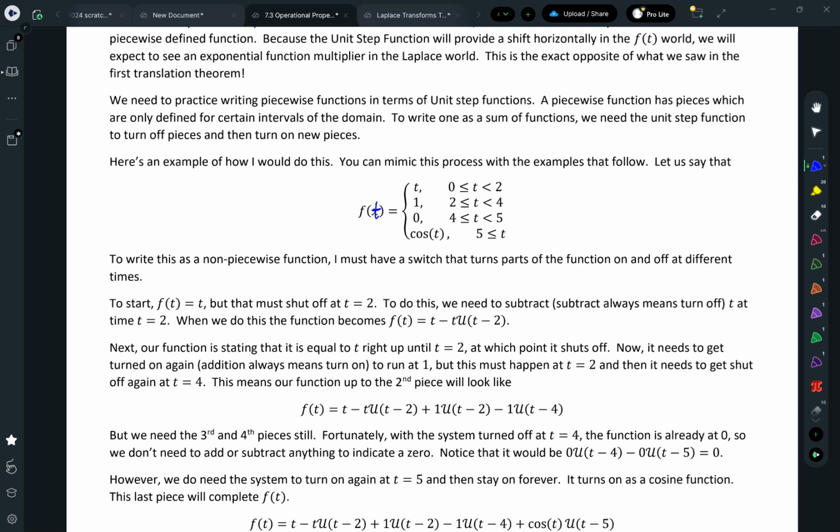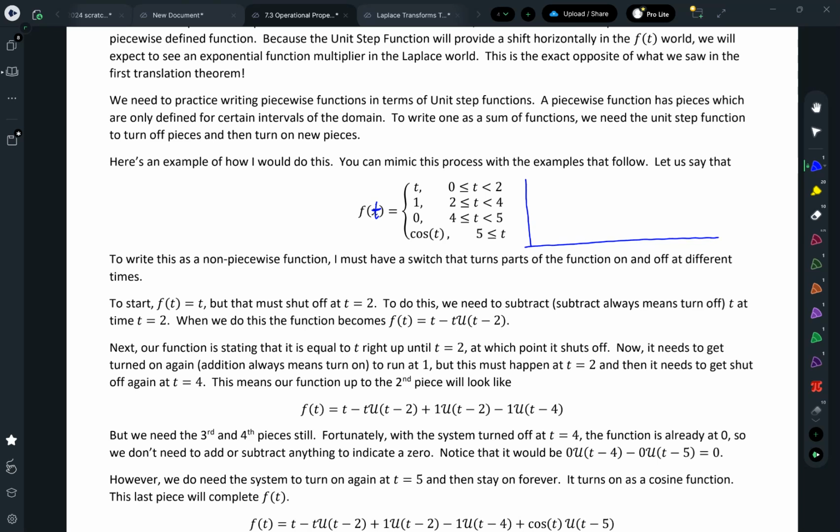Sorry about that. All right, f of t is a 4-piece function. The first piece is t when t goes from 0 to 2. The second piece is 1 when t goes from 2 to 4. The third piece is 0 when t goes from 4 to 5. And the fourth piece is cosine of t when t is greater than or equal to 5. Now I want to show you something here, kind of what was going on.